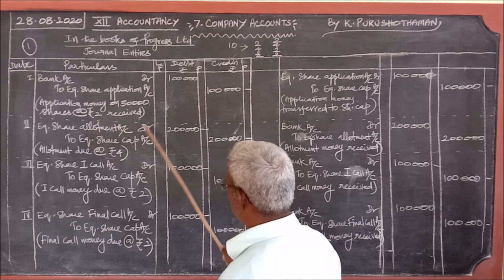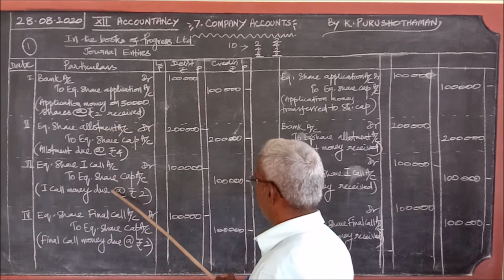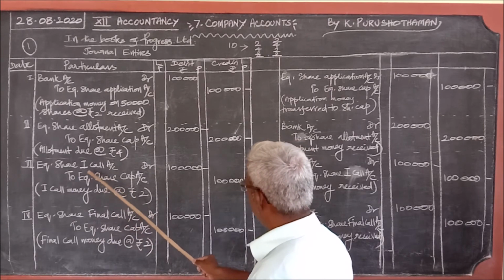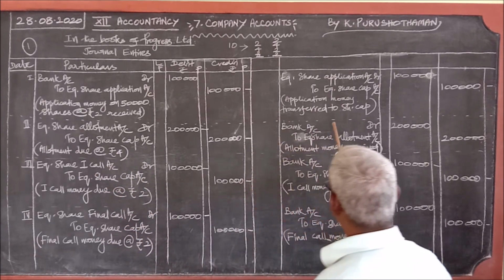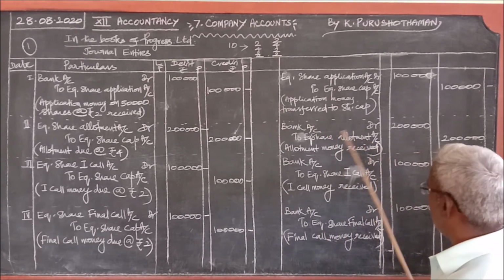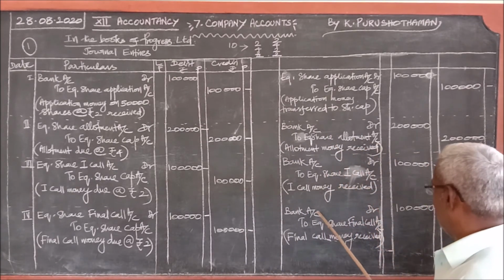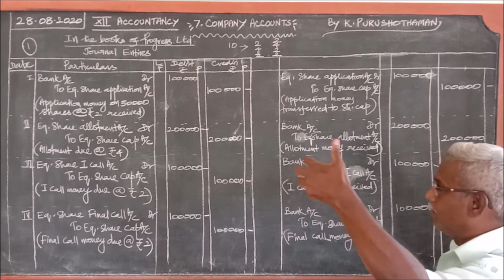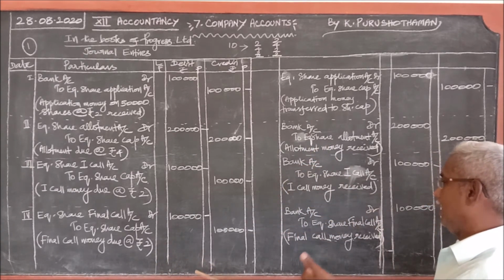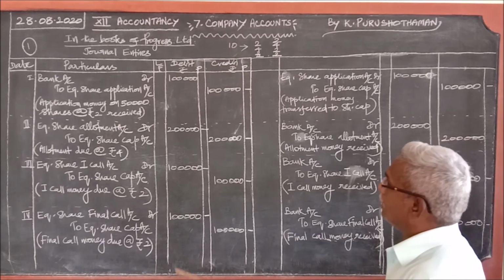Change the allotment, write first call, the same journal entry. Change the first call, write final call, the same journal entry. Like this here. Back to allotment, back to first call, back to final call. Once the stage changes, you should change the terms. That's all. Okay, now you may feel it.